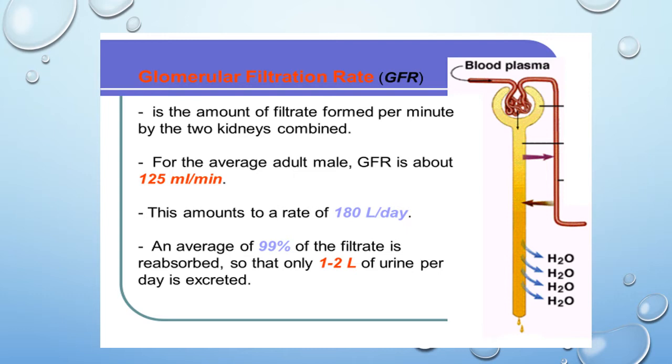I hope you're not urinating 180 liters per day. That's not normal. So almost all filtrate is reabsorbed, allowing for only 1 to 2 liters of urine per day. So that's what the normal natural amount is, somewhere in that range between 1 and 2 liters. So it is a measurable amount.